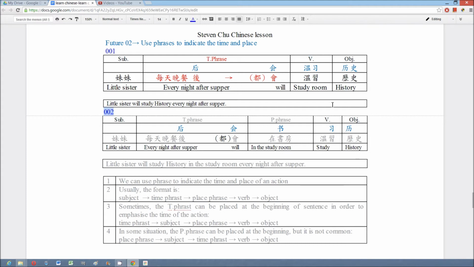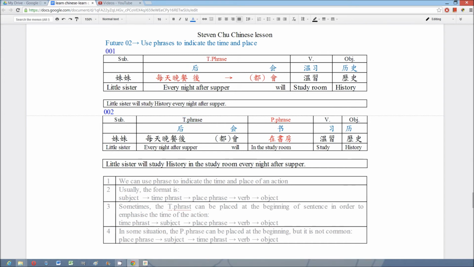Example number 2, 妹妹每天晚餐後會在書房溫習歷史. Little sister will study history in the study room every night after supper. In this case, we put the place indicator after the time indicator to show where the action happens.